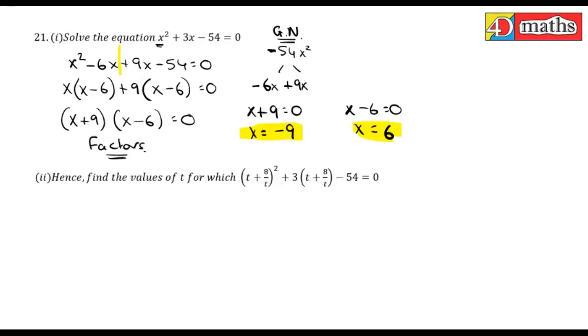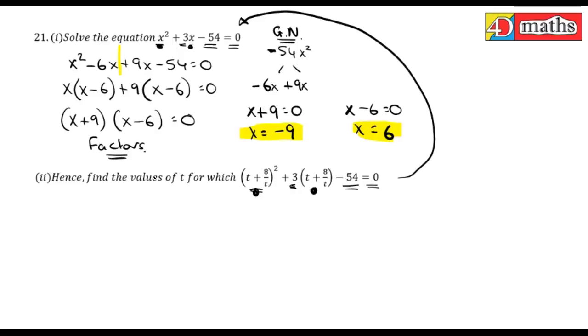Now, second part. Second part is a very common question that's asked at Junior Cert. Hence, find the value of t for which this squared plus 3 times this minus 54 equals 0. Now, if you compare it to this equation up here, what's the similarities? Well, the minus 54 is exactly the same. The equal to 0 is exactly the same. The 3 times x and 3 times this is similar. And at the start, it has x squared, it has this squared. Now, if you look at this, this is the only difference between them.